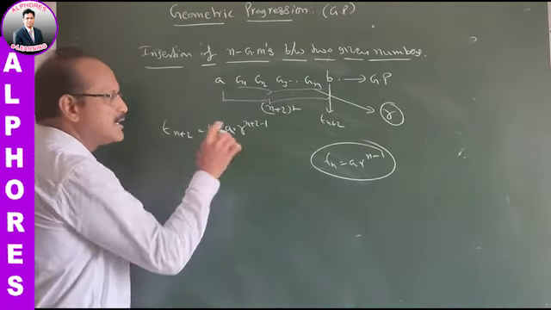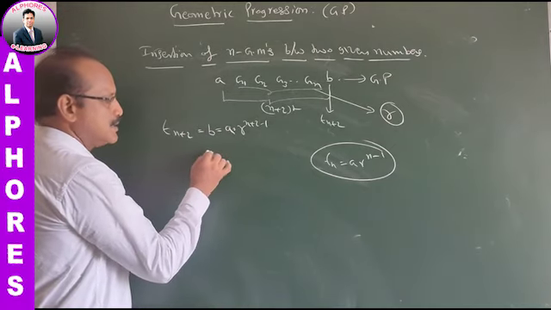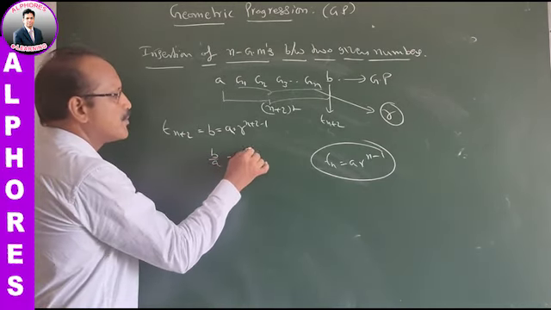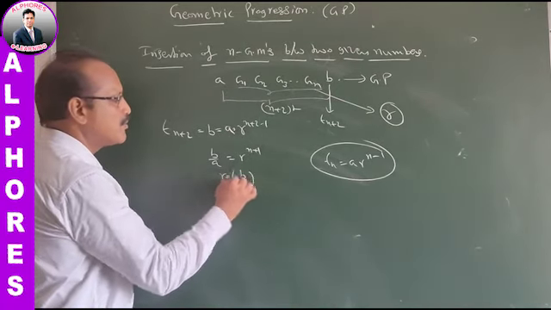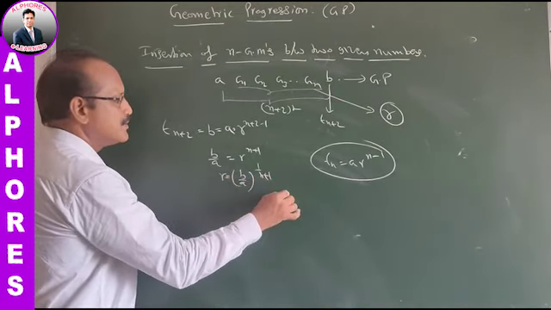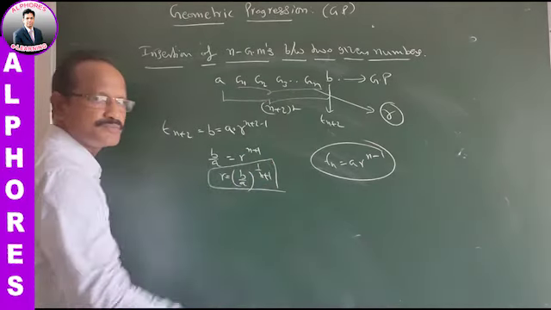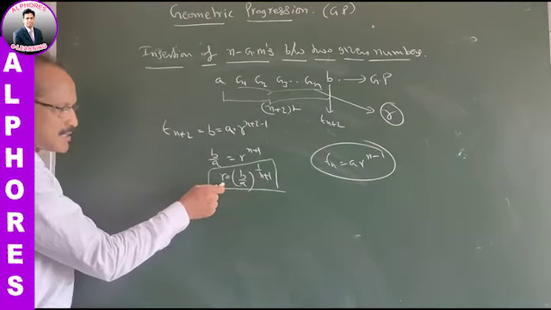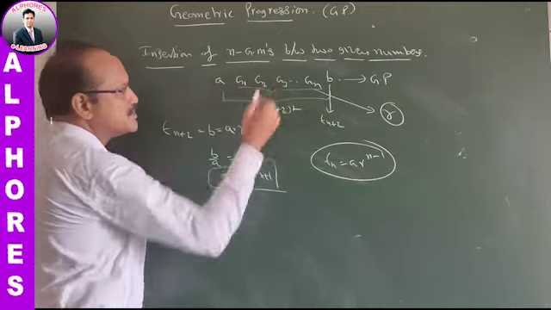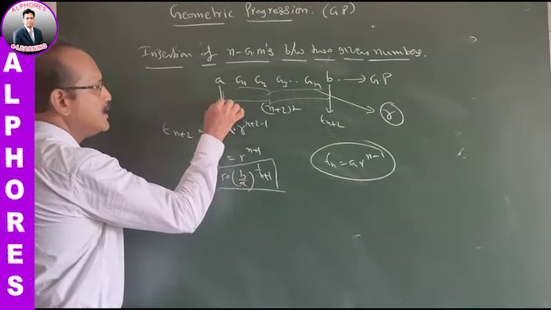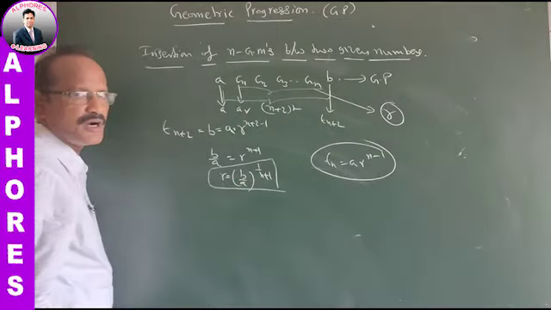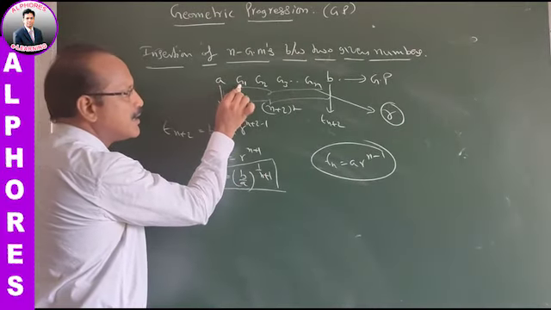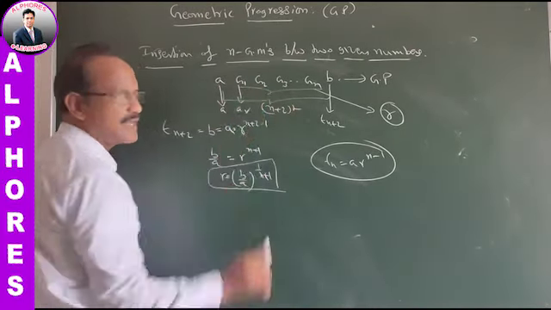Now I am calculating the common ratio value. That is, b/a equals r^(n+1), or r equals (b/a)^(1/(n+1)). This is the common ratio value. So based on this common ratio, we can write the G1, G2, G3 values. Here a, then ar because it is a GP with common ratio r. This is a, ar, ar², ar³, like that.